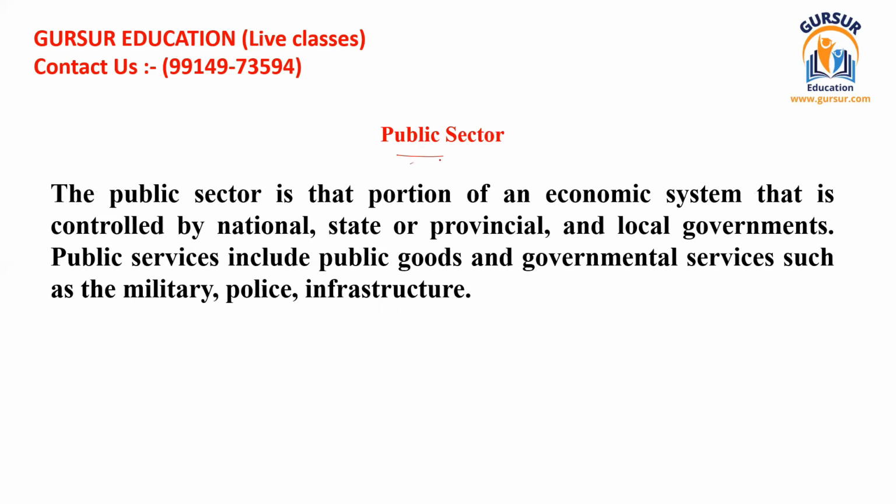The first one is the public sector, which completely refers to the sectors coming in the socialist system. The public sector is that portion of an economic system that is controlled by national, state, or local governments. Whatever sector is owned by the government is known as public sector. You can include systems like infrastructure, police, and military. These are the public services for which the institutions are managed and controlled by the governments. That government can be anything. So the first sector of the economy is the public sector.